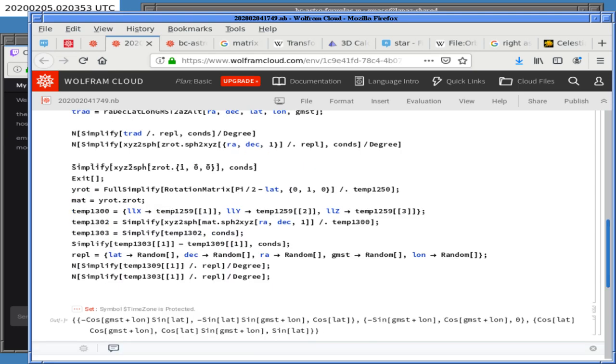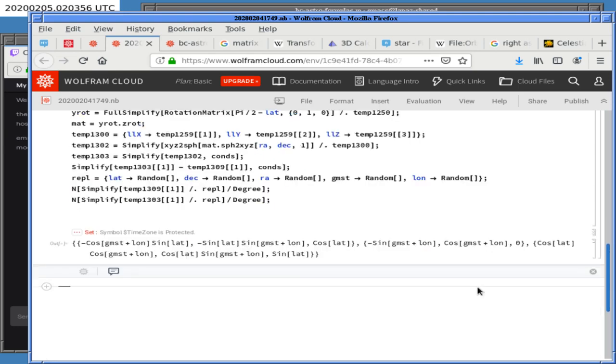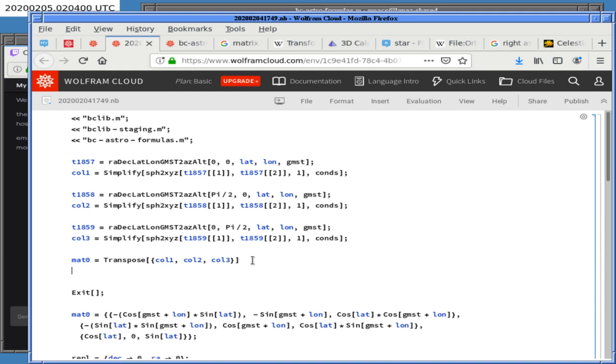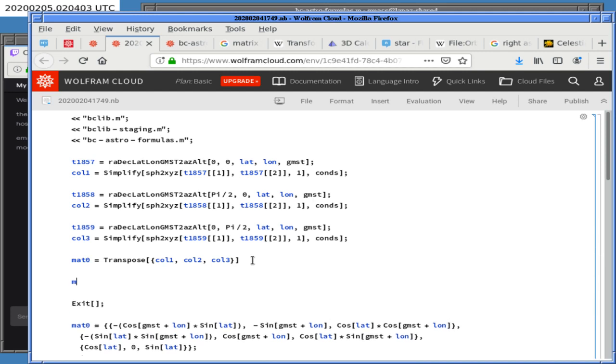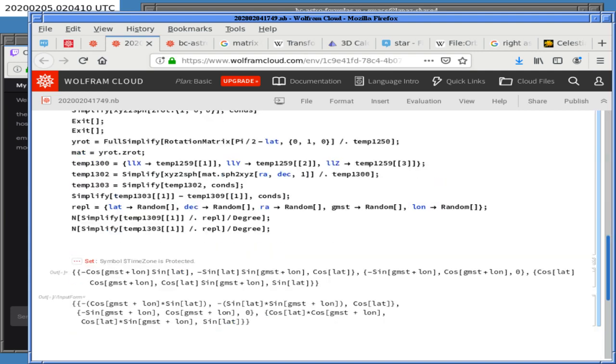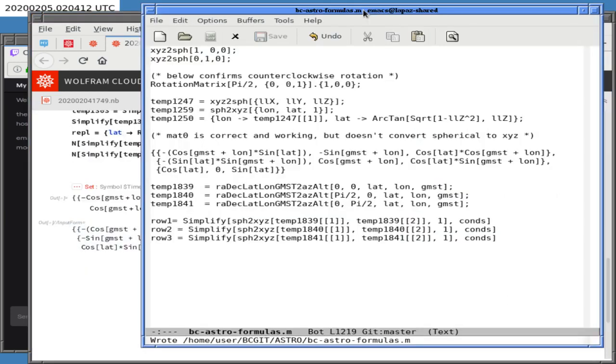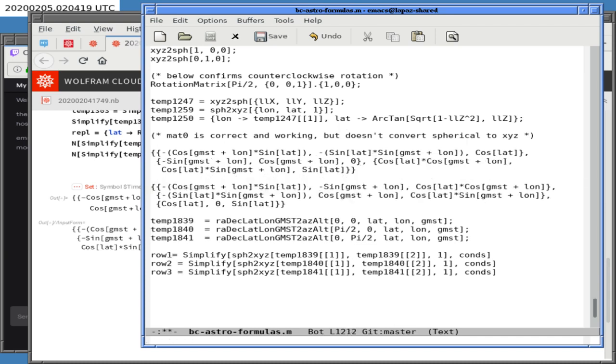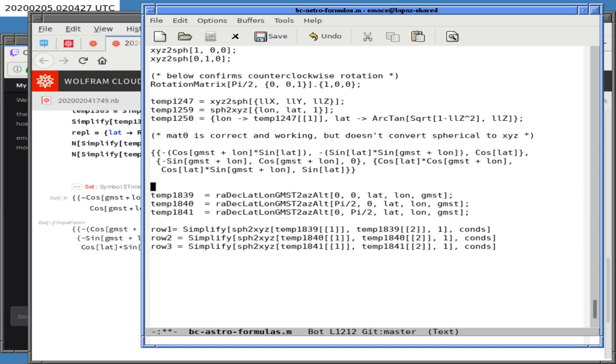Okay. Yeah. And this I would like to get an input form. And I would like to... why does this look really, really similar? This looks too similar. Hang on.